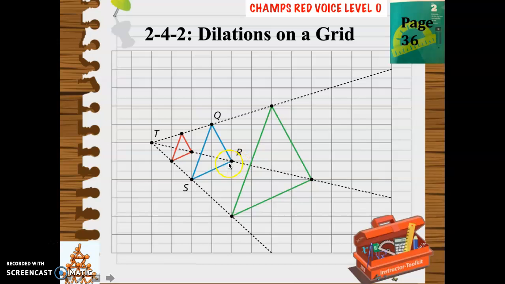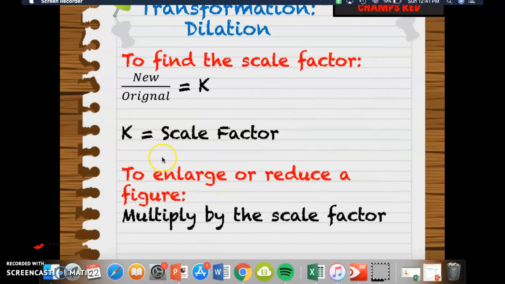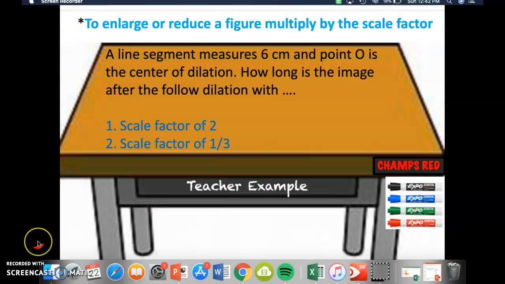As you can see here, 1, 2, 3. This one has 1.5. This one has 1, 2, 3, 4, 5, 6. This is double. This is half of the original shape. So on a grid, it's easier to count spaces for scale factor. Am I going to increase by doubling it, tripling it, or going to decrease, which means I'm going to reduce it by half? Well, what if you're just given measurements?